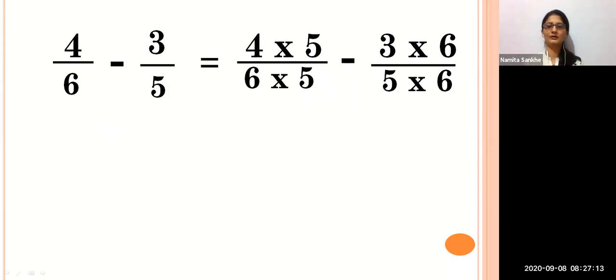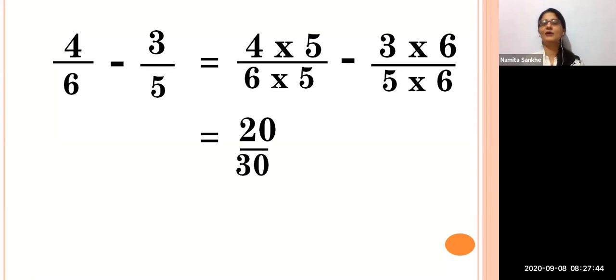So, what will come here? I want an answer from you, children. 4 fives are 20, 5 sixes are 30. I want the whole fraction. 20 upon 30. Very good. 20 upon 30.